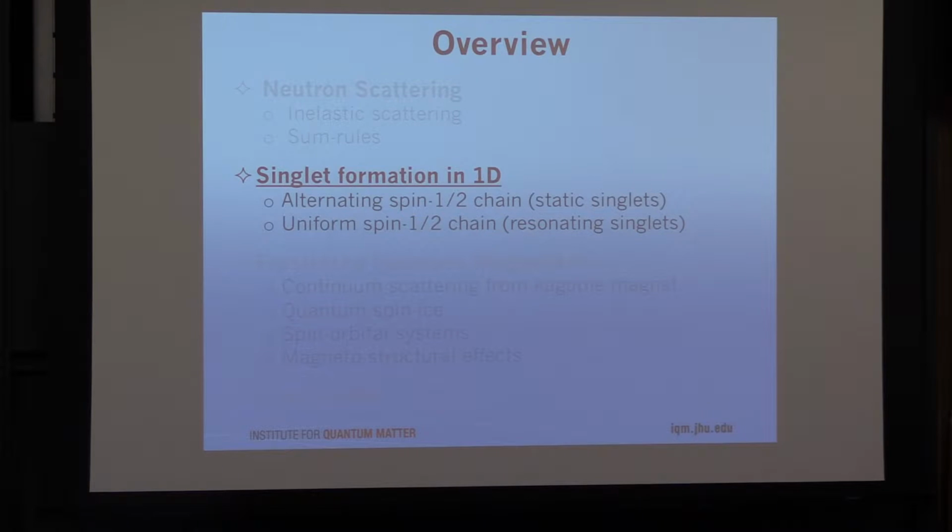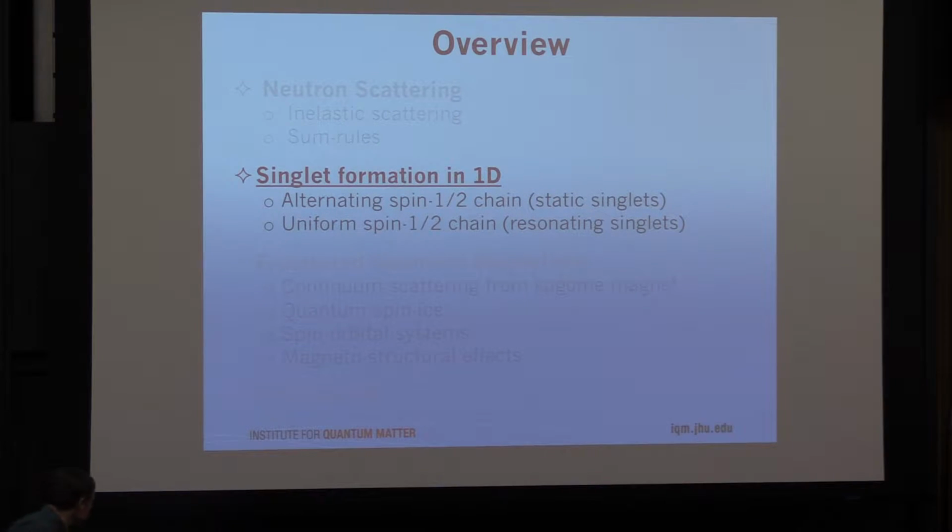All right, so those are various tools that we have available to us. And now let's look at the use of neutron scattering to probe these kinds of singlet ground state magnets. But I'm going to start off with easy examples in one dimension.